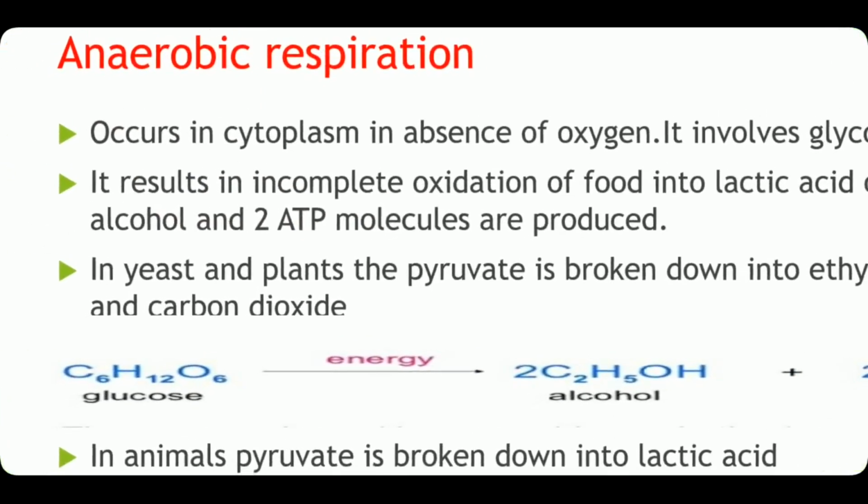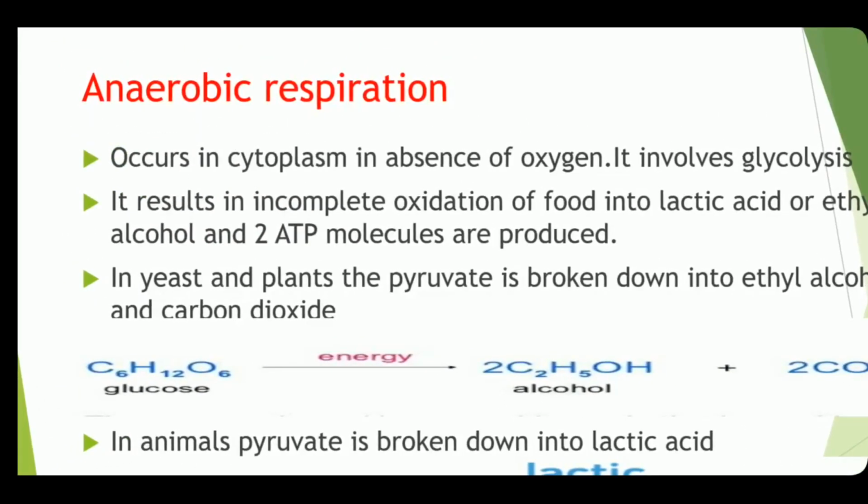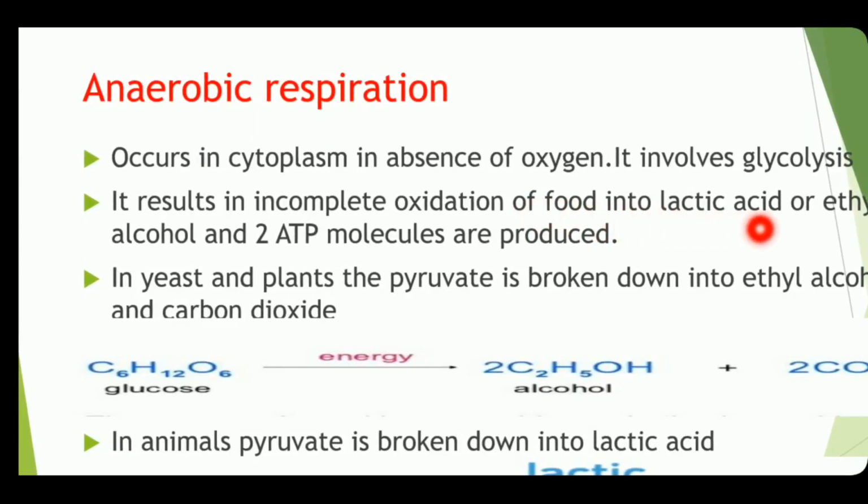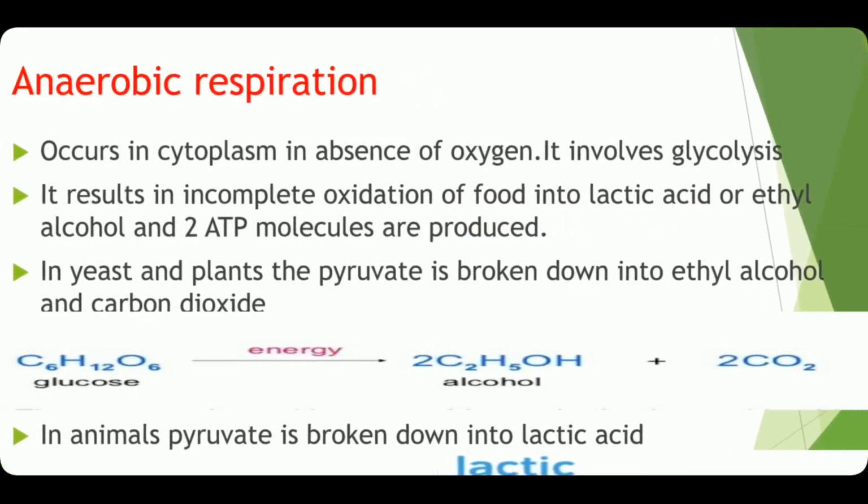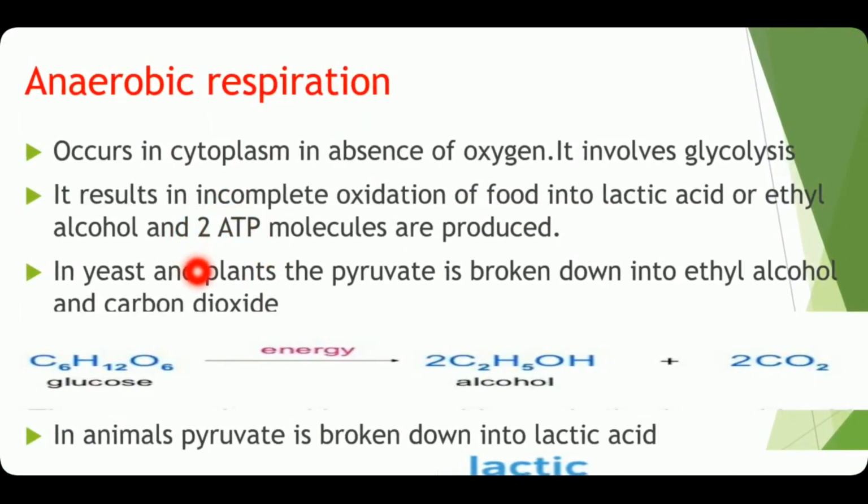And then what are the end products of this? The end products are lactic acid or ethyl alcohol. And one more thing, only two ATP molecules are produced. So this is not as efficient as aerobic respiration. And why is it so? Because here there is an absence of oxygen, but aerobic respiration takes place in the presence of oxygen, and that's why 38 ATPs are produced.